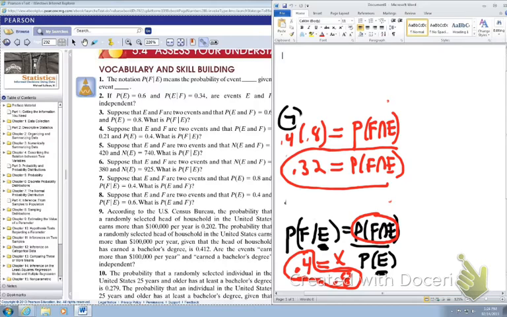So again, especially these first 8 problems are just manipulating that relationship of conditional probability, the fact that the probability of F given E is equal to the probability of F intersect E divided by the probability of E alone. So you're often sort of reciting this relationship and plugging things into the right position. Okay, let's try another.